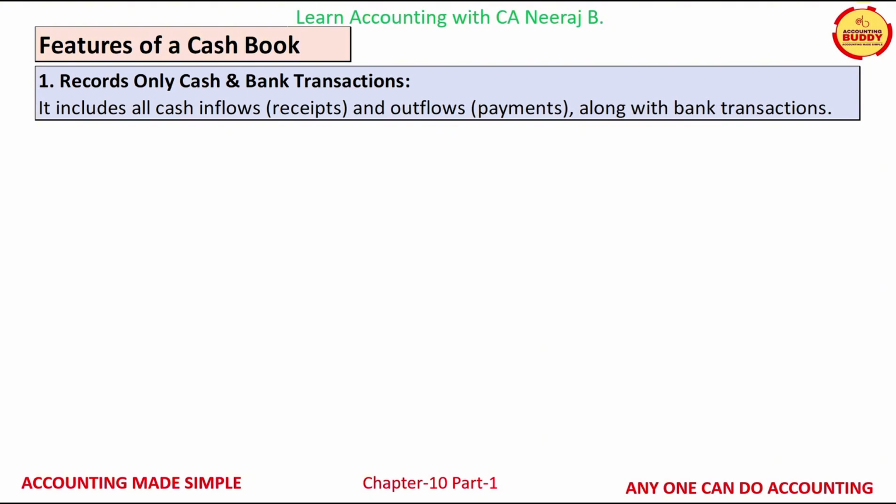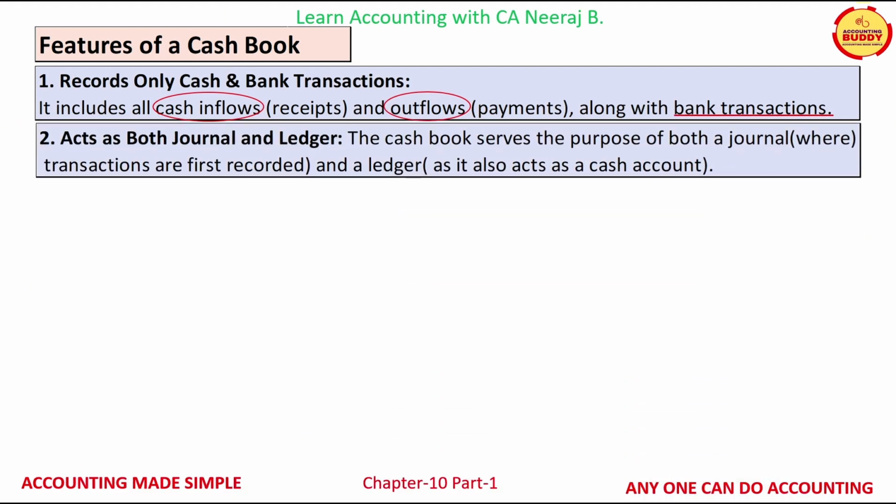It includes all cash inflows, that is the receipts, and outflows, that is the payments, along with bank transactions. Feature number two is cash book acts as both journal and ledger. The cash book serves the purpose of both a journal where the transactions are first recorded and a ledger as it also acts as a cash account.